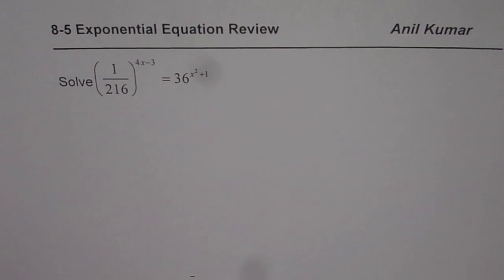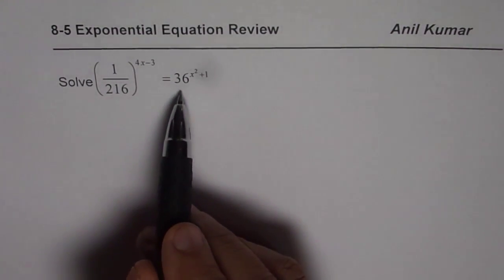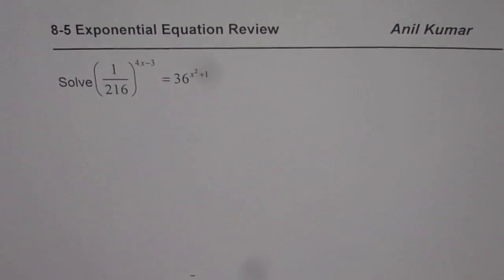Now the question here is: solve 1 over 216 to the power of 4x minus 3 equals 36 to the power of x squared plus 1. You can pause the video, solve, and then look into my solution.